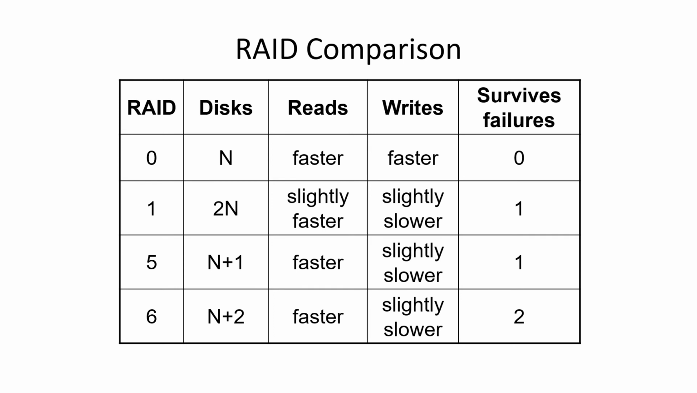RAID 6 is just like RAID 5 but with 2 parity drives, and so it can survive the loss of 2 drives. In almost all of these systems, RAID 1, 5, and 6, if one of the drives fails, the system will keep on running and allow you to replace the broken drive while the system is running, which allows it to keep going.